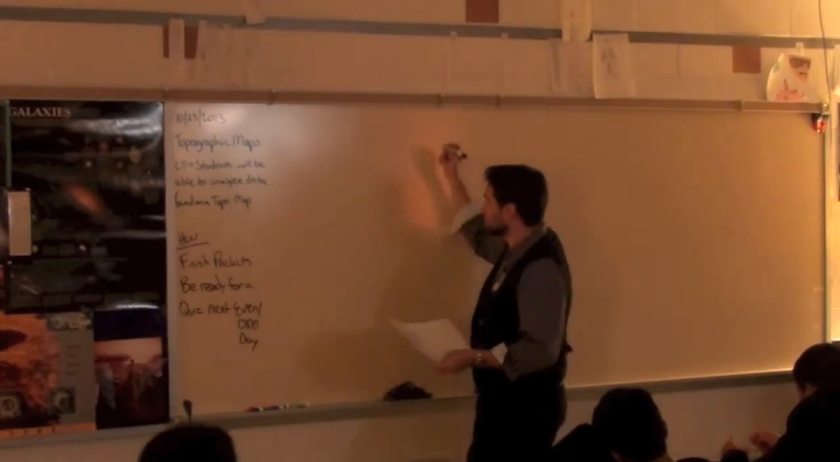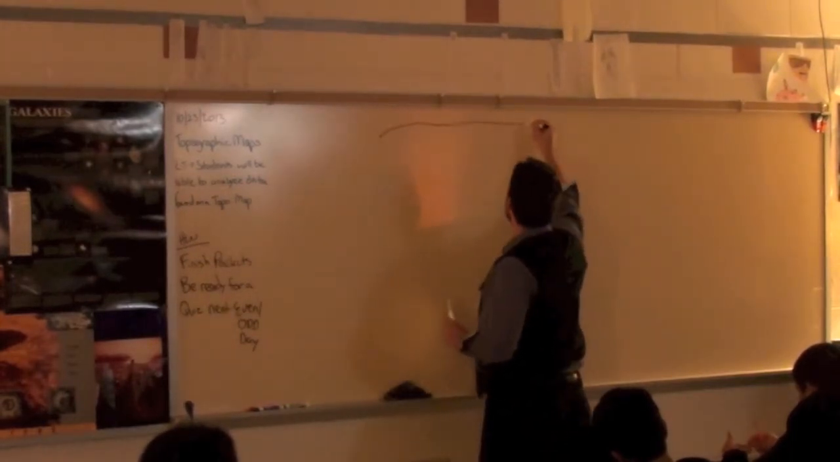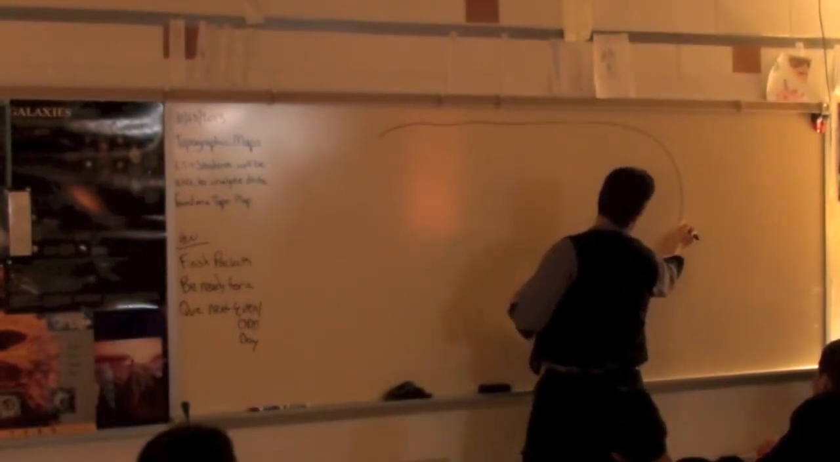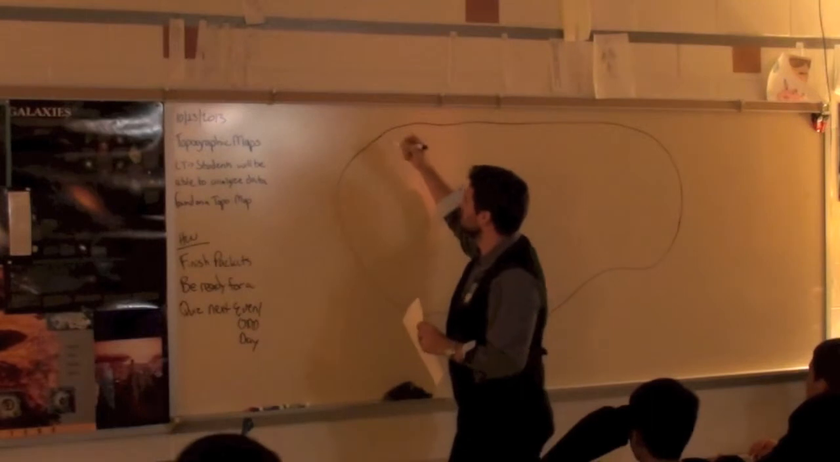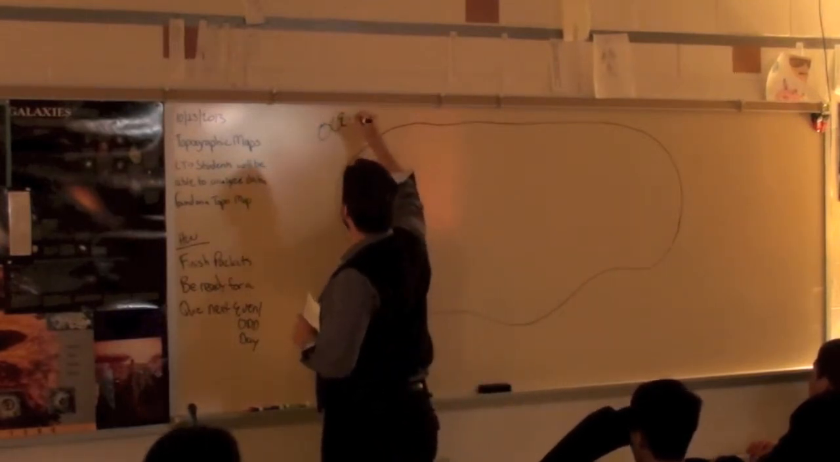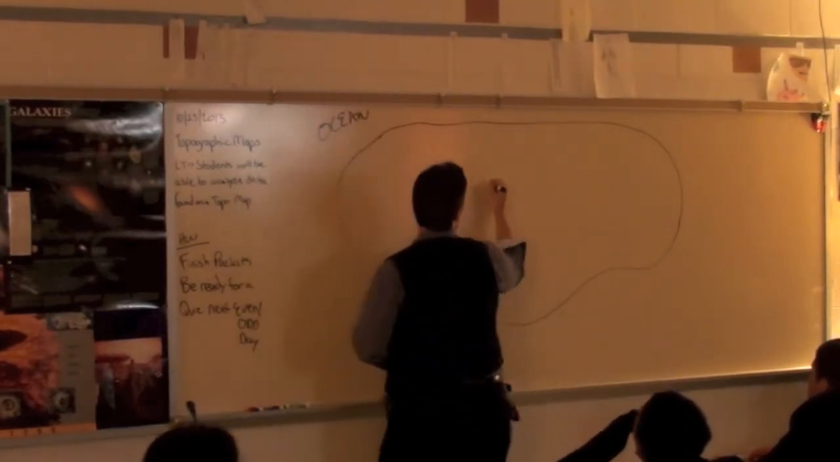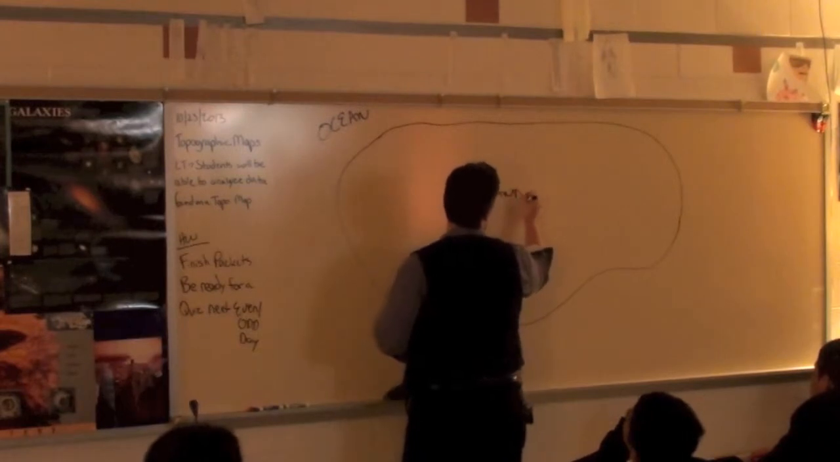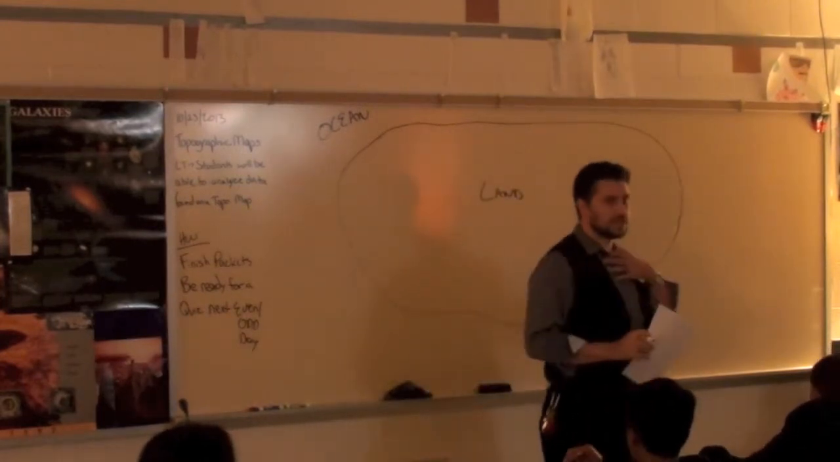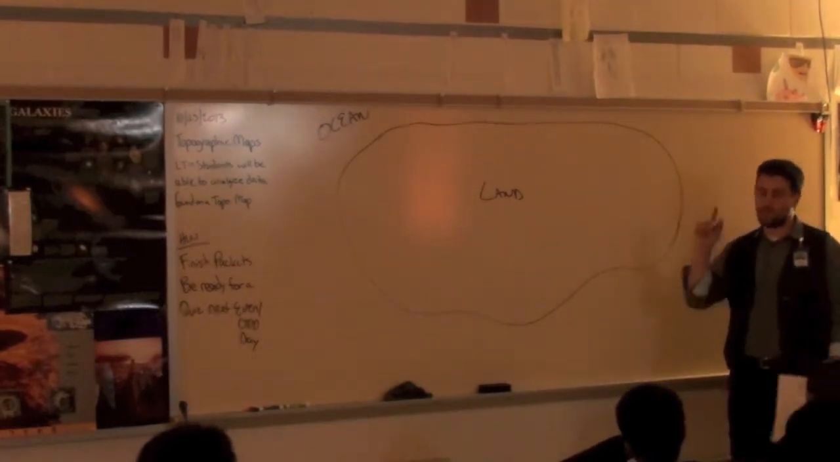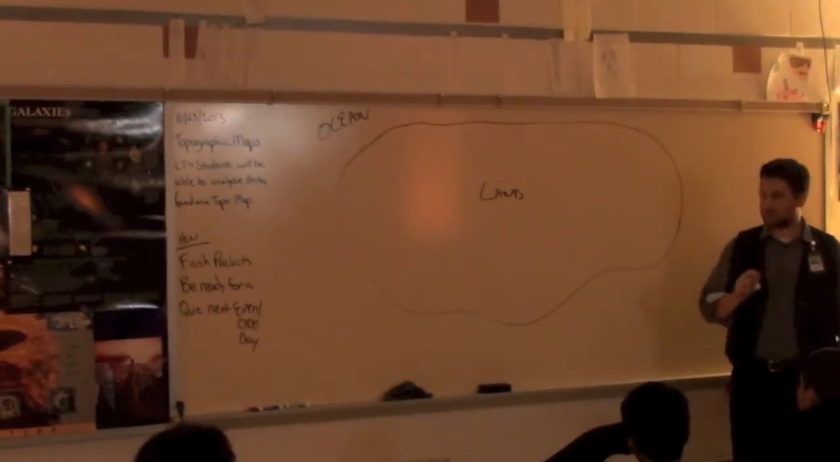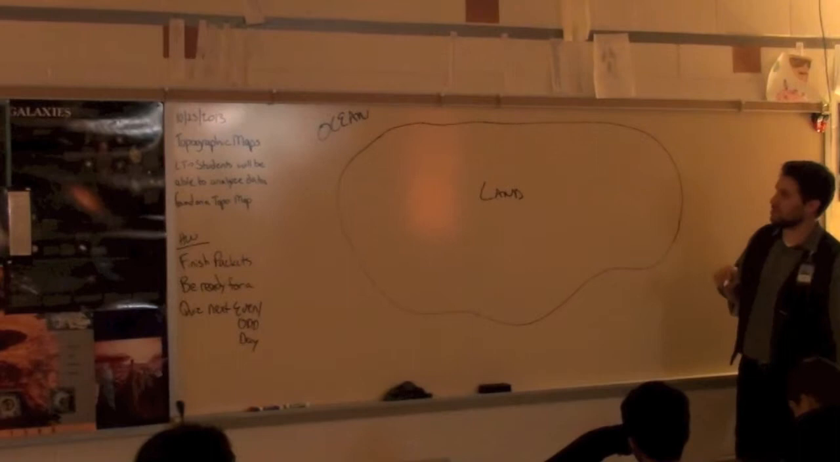Now, first thing you got to know about topographic maps, contour lines. Okay, if this is the ocean, this is land. First thing you need to know, this map has one contour line on it. It is the edge of the island.